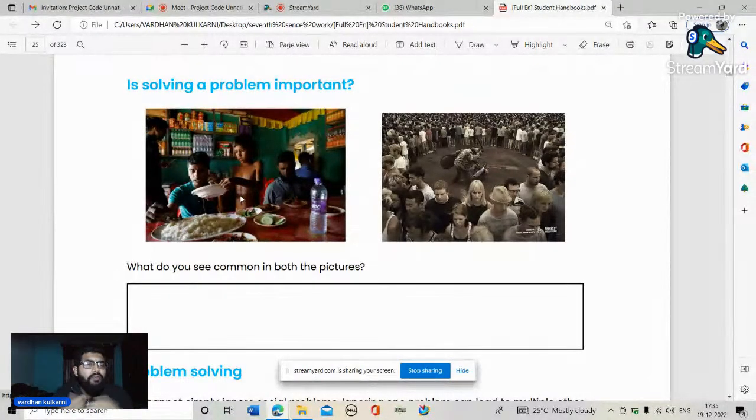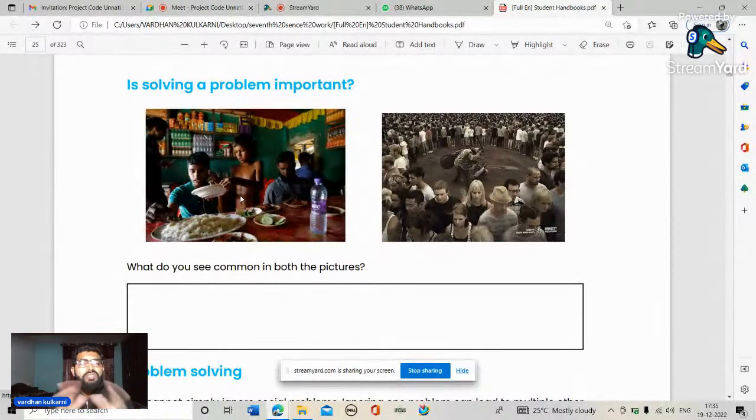If you see in this first picture, a small child is serving the customers in the hotel, just serving meals to the customers. And in the second picture, which can be relatable to the video, there are people who are ignoring the social problem. Like a person is hitting another person, and the other people are just ignoring it.